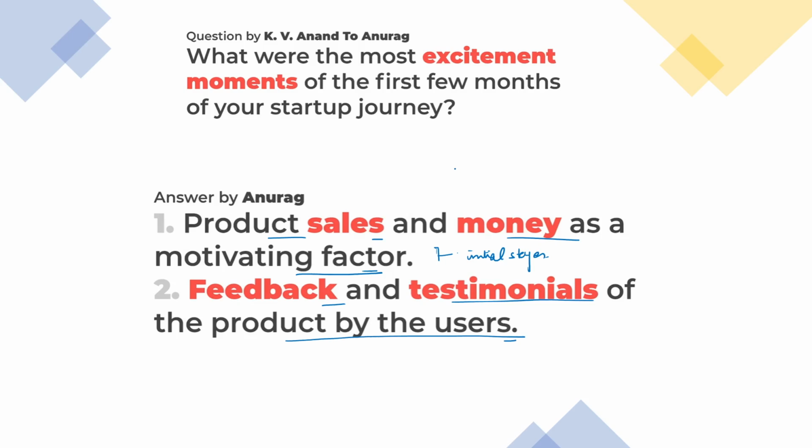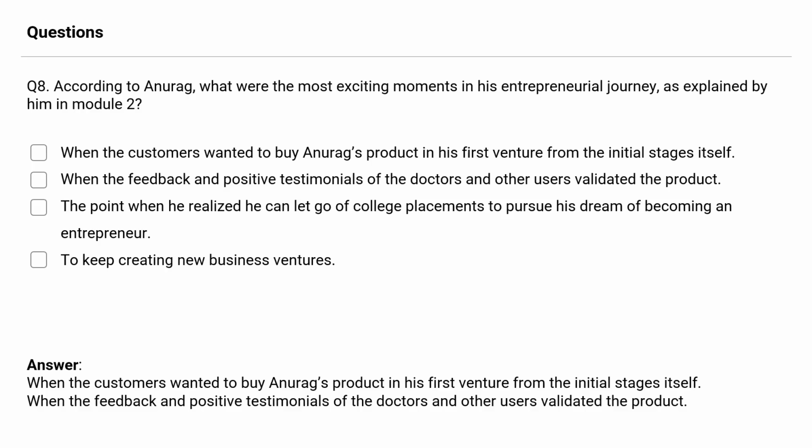So all these things are happening because when you go to Amazon, you always would want to see the reviews of the product. You would want to see what people are suggesting, what kind of questions they have raised, pointers they have raised, or they have shared appreciation of the products you're purchasing, because that influences the buying decision, right? Feedback and testimonials are very critical, especially in the digital world today. So the correct answers are when the customers wanted to buy Anurag's product in his first venture and the initial stages. So option A is the correct answer.